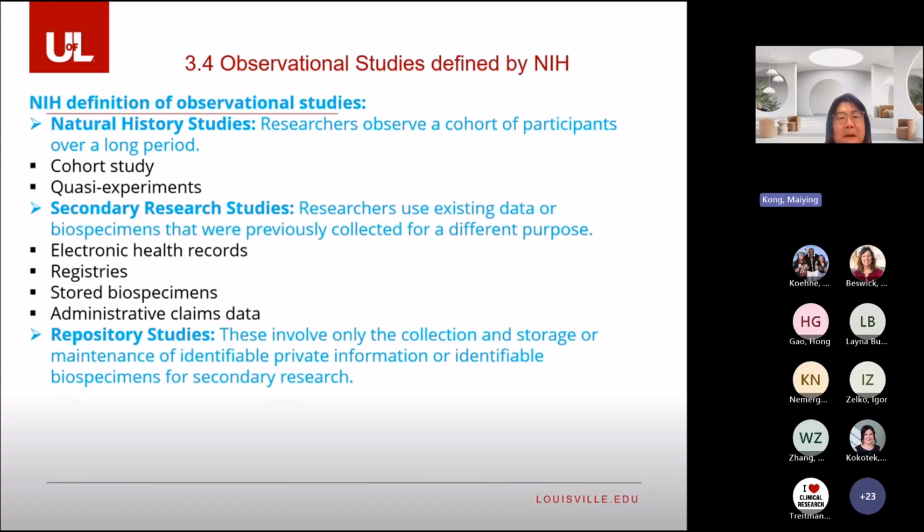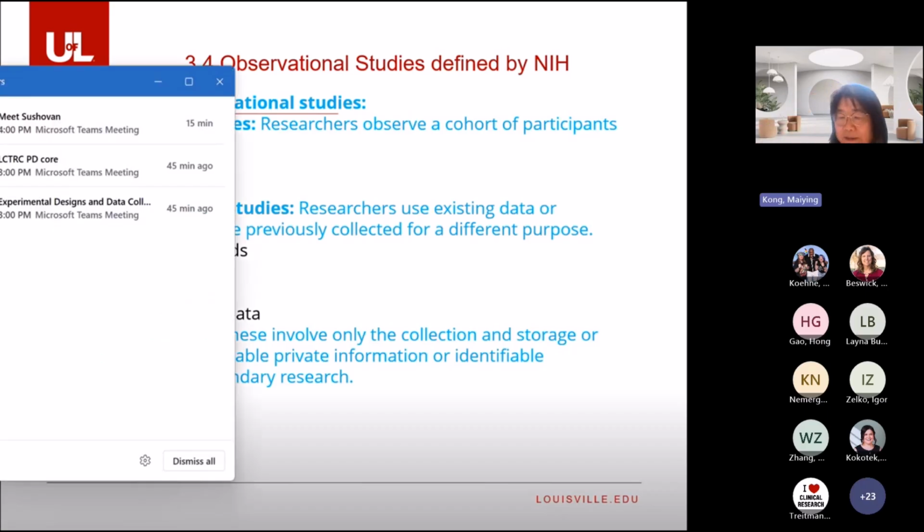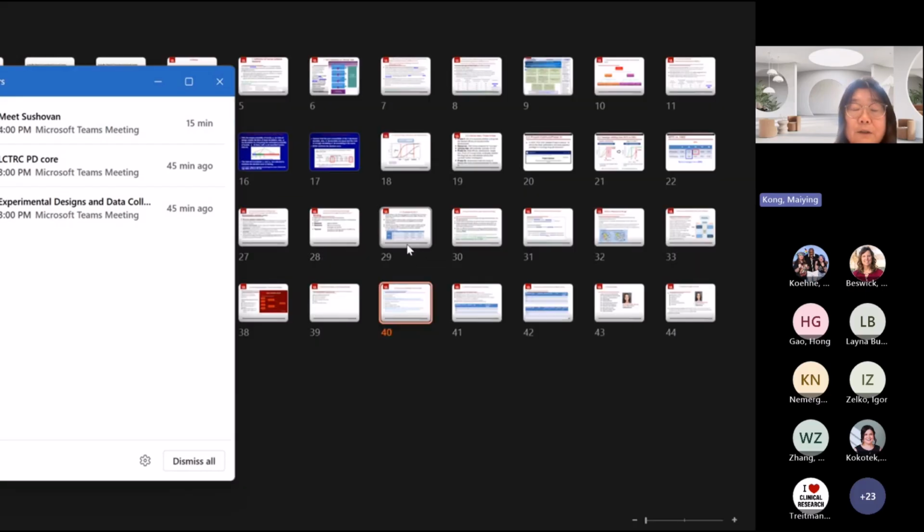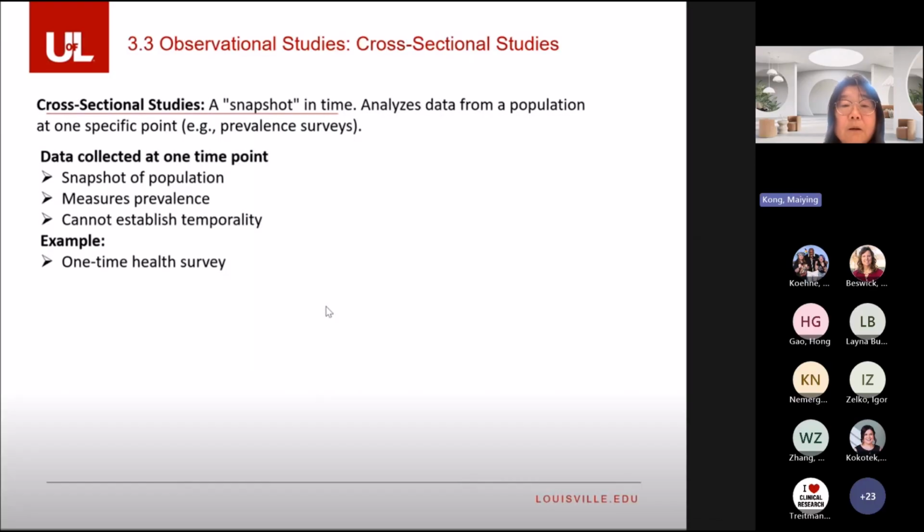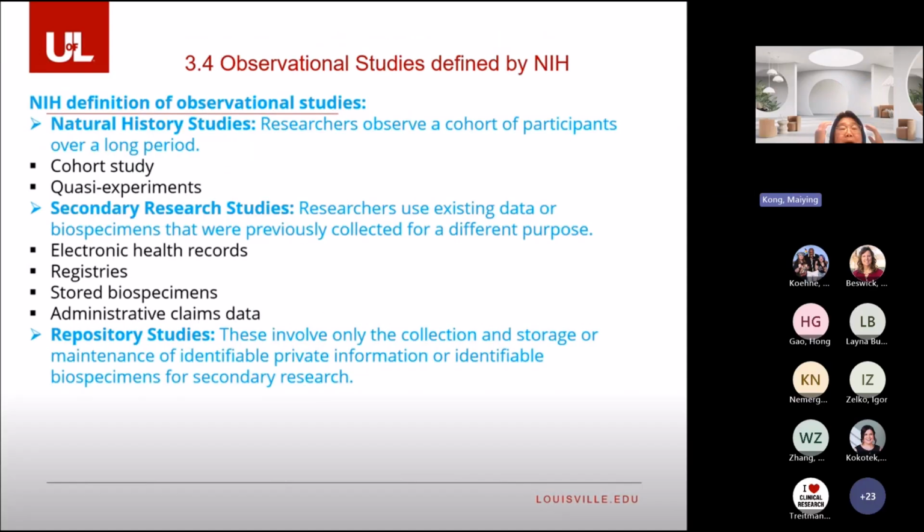Okay, so I'm thinking about the NIH-defined observational study, and how we could embed this experimental design into, say, a natural history study or a secondary research study.